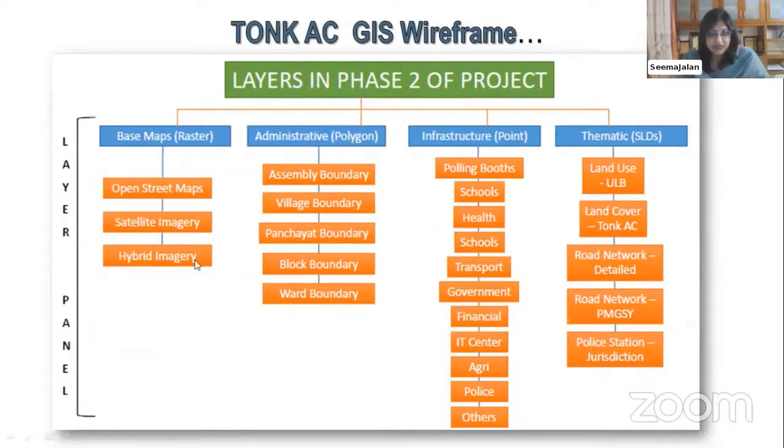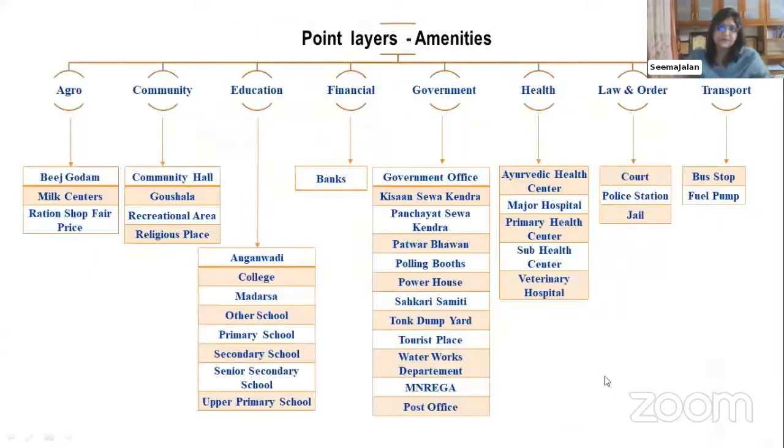We have some base maps so that the information can be visualized in a spatial context. We have all the boundaries, starting from the ward boundary, village boundary, block boundary to tehsil and assembly constituency boundary, ILRCs, patwar circles, all the boundaries are there. We have a lot of infrastructure data which we have collected using the GPS survey, and a lot of thematic layers are also being hosted, including the land use, land cover, master plan, road network, and all this.